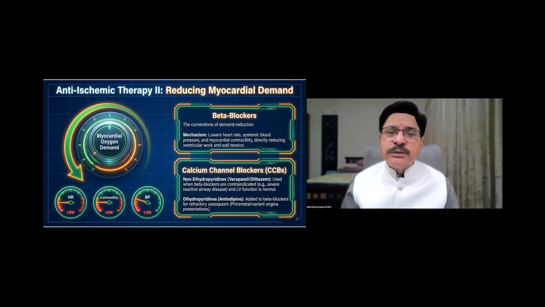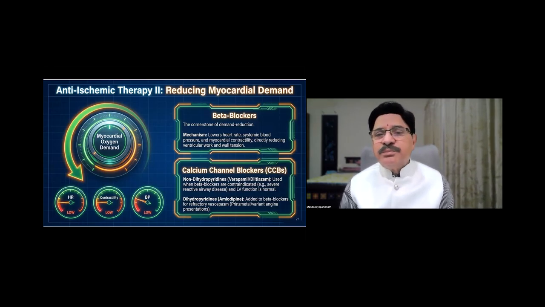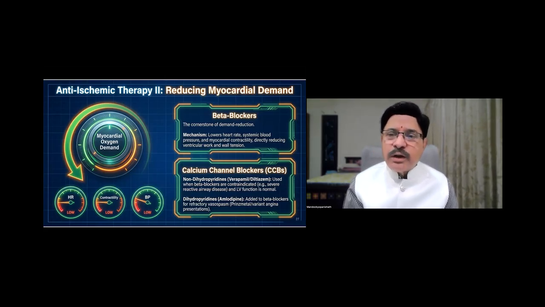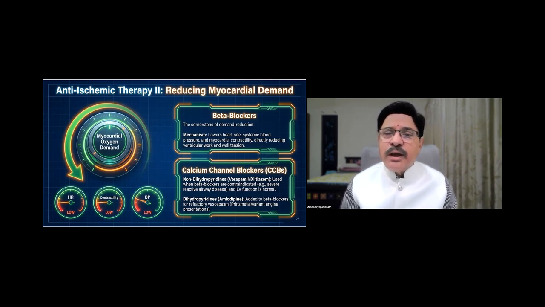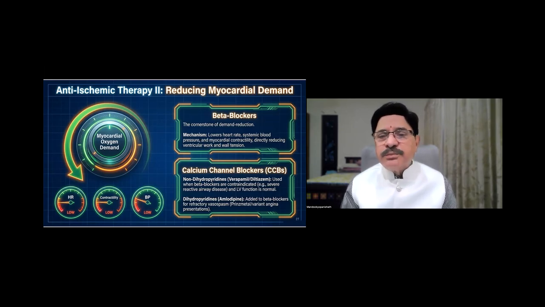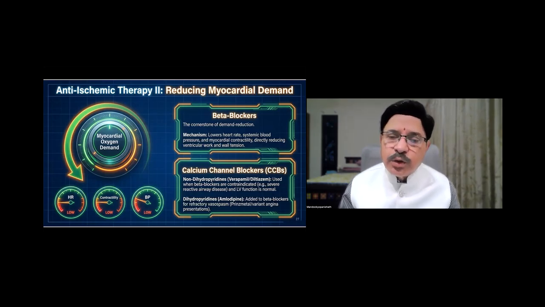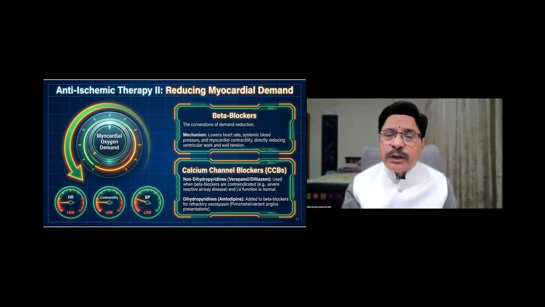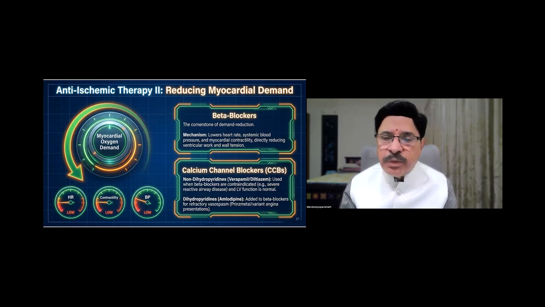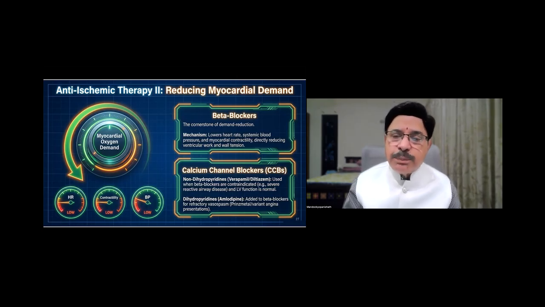Now, beta blockers. Everybody, unless contraindicated, must get a beta blocker. Why? Because beta blockers lower heart rate, systemic blood pressure is reduced, and myocardial contractility is decreased, directly reducing ventricular work and wall tension. But there could be some contraindications. If there is acute heart failure, I should not give. If there is very active hyperreactive airway disease, I should not give. Then what should I do? I should give verapamil or diltiazem, non-dihydropyridines. Or a dihydropyridine, amlodipine, can be used in microvascular angina or variant angina presentation.